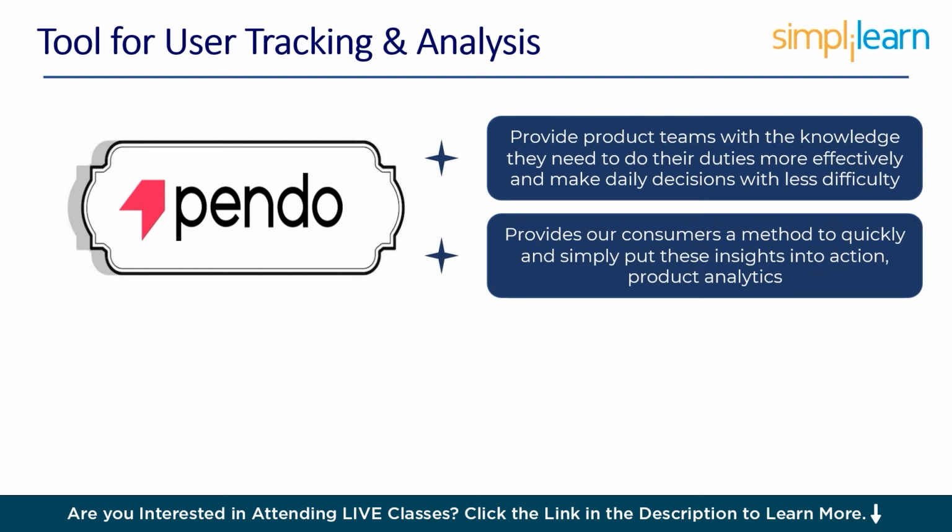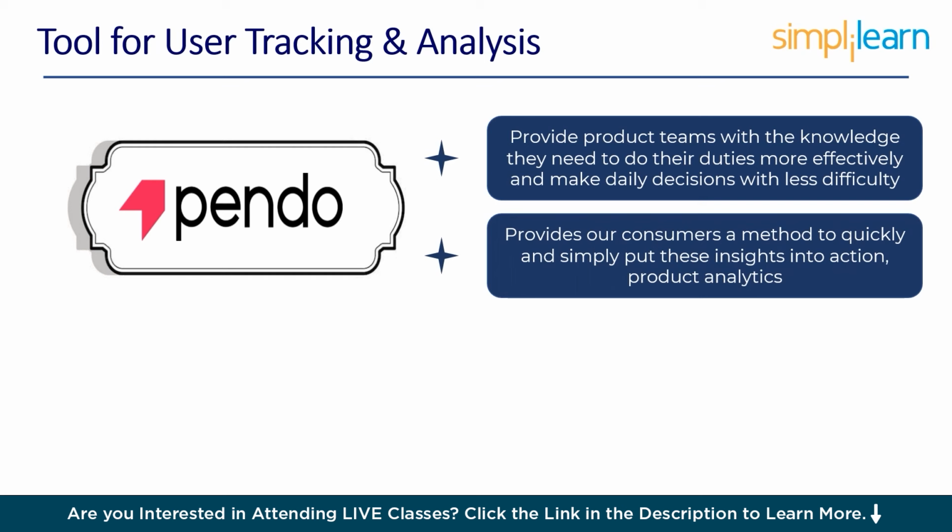Pendo assists businesses in determining who is using the features and products they are developing. You can find out which features people like and don't like, as well as how they move across your product range with the help of our product analytics tools. Additionally, you may examine how product adoption differs depending on an account, a user's job, or their attitude. Their objective is to provide product teams with the knowledge they need to do their duties more effectively and make daily decisions with less difficulty.